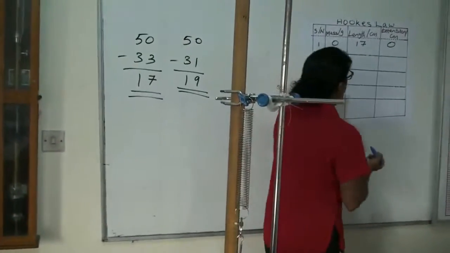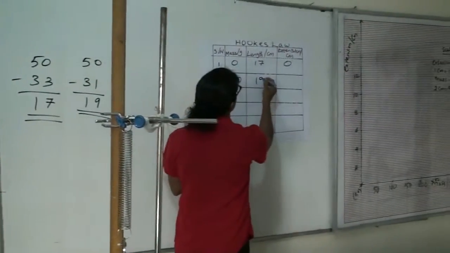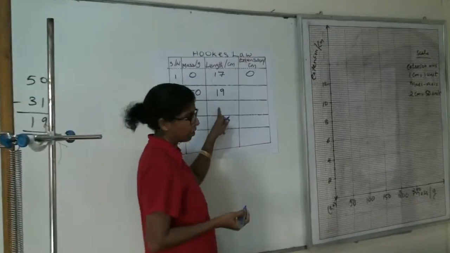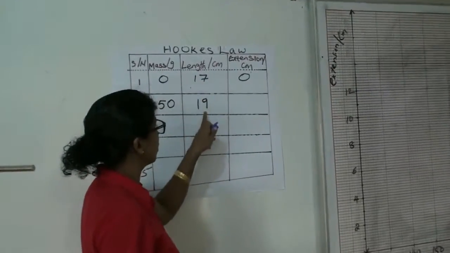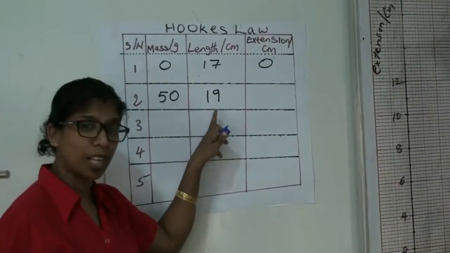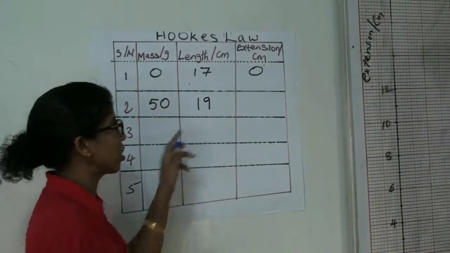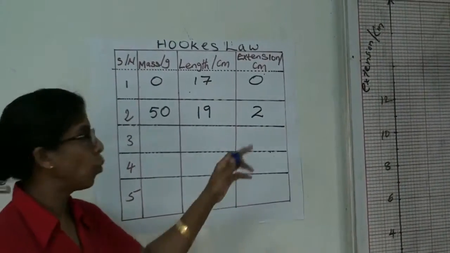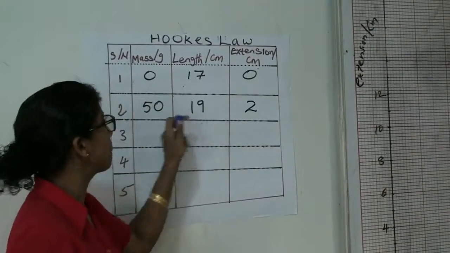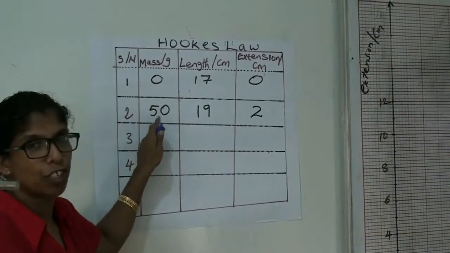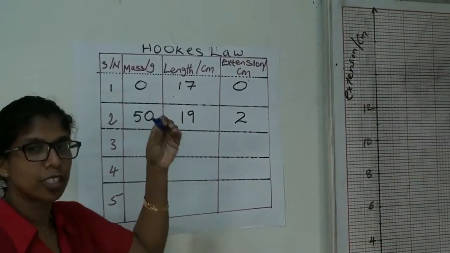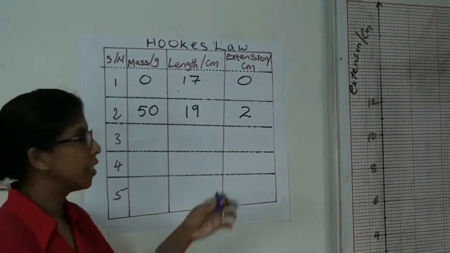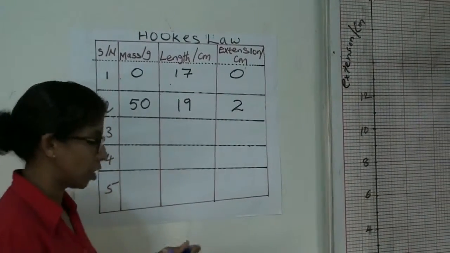19 centimeter is the length. When I added 50 grams, my length is now 19 centimeter. So from 17, the spring has extended to 19. What is the extension? It's 2 centimeter. Why did it extend 2 centimeter? Because I added a 50 gram mass to the spring. Because of the mass, the spring has extended 2 centimeter.